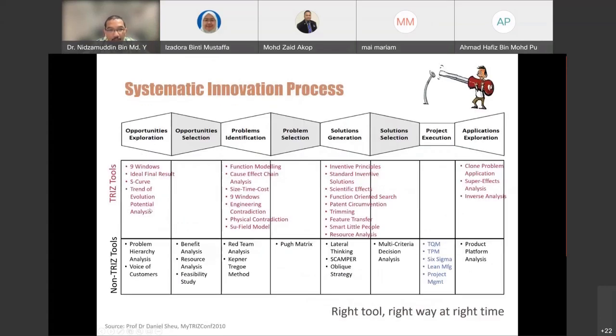So here in TRIZ tools, what are the steps? The first step is given by how to explore opportunities. These are the TRIZ tools. What about opportunity selection? We don't need that because we jump into identifying the problem itself, and then we have tools for solutions generation, and then we have tools to explore the application. So we have cut through a lot of steps.